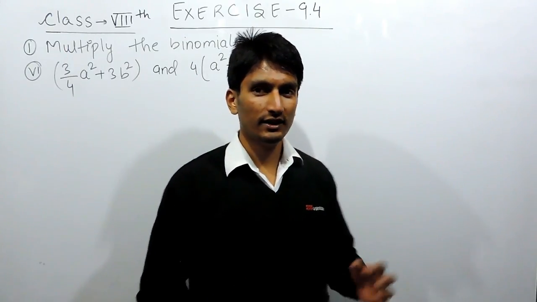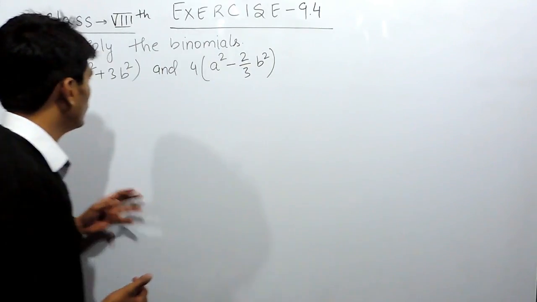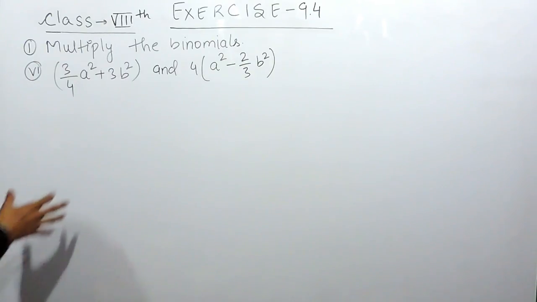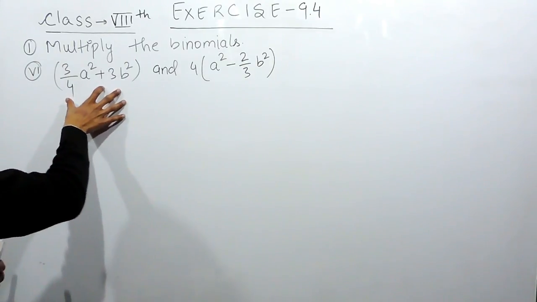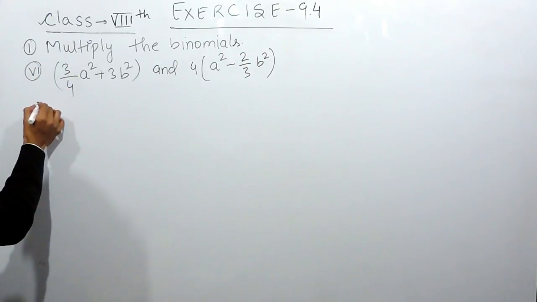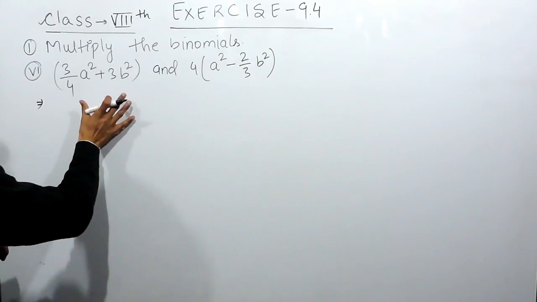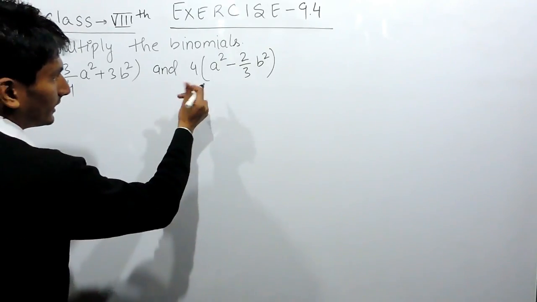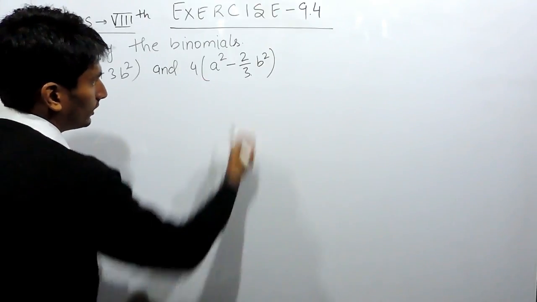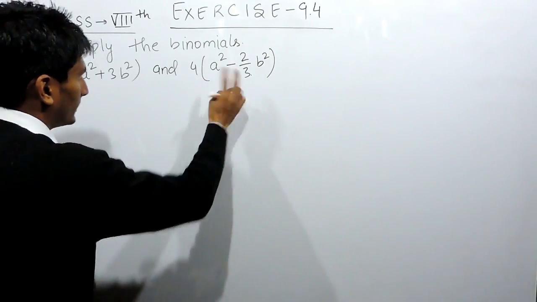Hello everyone, in this video we are going to solve part 6 of question number 1. Again in this case also you have to multiply this binomial with this binomial. So let's multiply this. Before multiplying this with this, let's multiply this 4 with both the terms here.